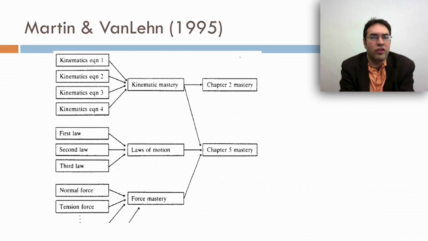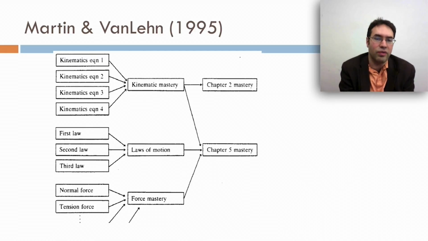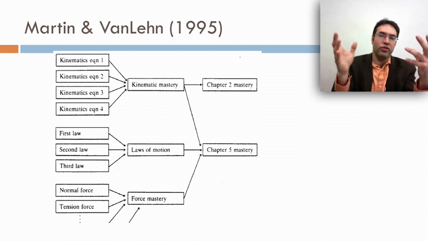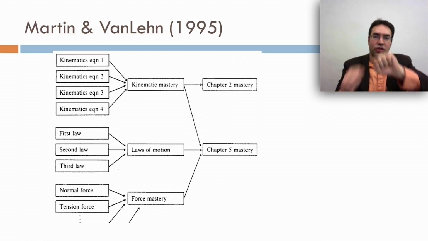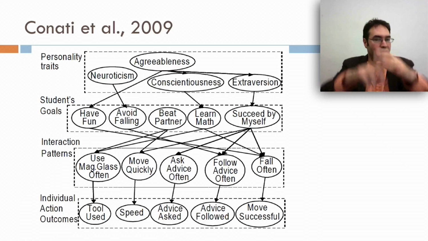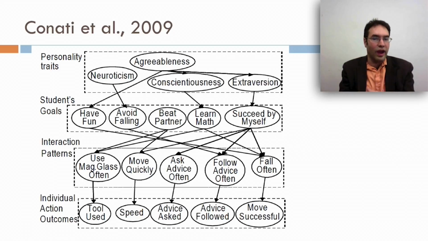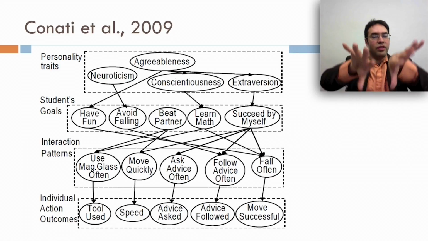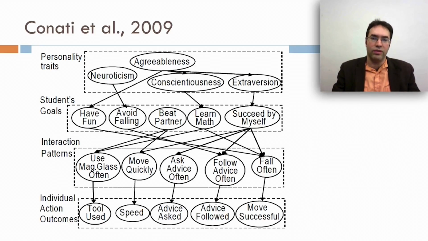Just want to quickly show a few things that Bayes nets have been used for. Won't go into all the math today. But for example, Martin and VanLehn used a Bayes net to say, if we have the chapters in a physics text, what are the concepts in those chapters, and what are the equations that build up to those concepts? Conati et al. used a Bayes net to map between very different types of data, where she looked at survey data on students' personality traits and on their goals, the connections between those personality traits and goals, the connections between those in turn and the students' interaction patterns within a game, and the connections between those and individual action outcomes. So she linked some very disparate data together in one model.